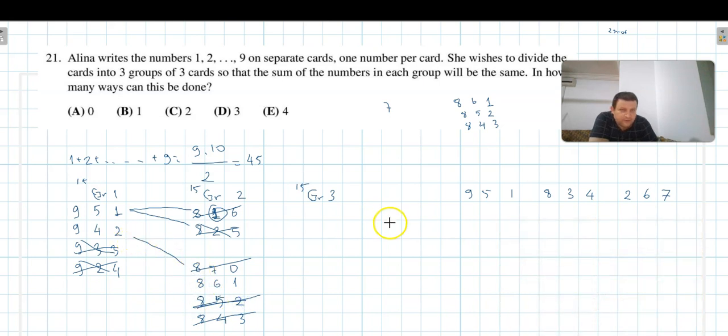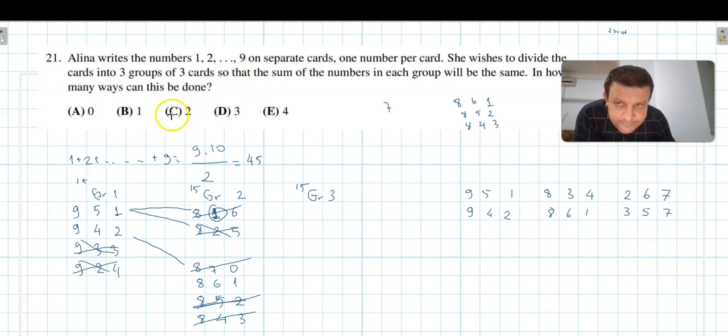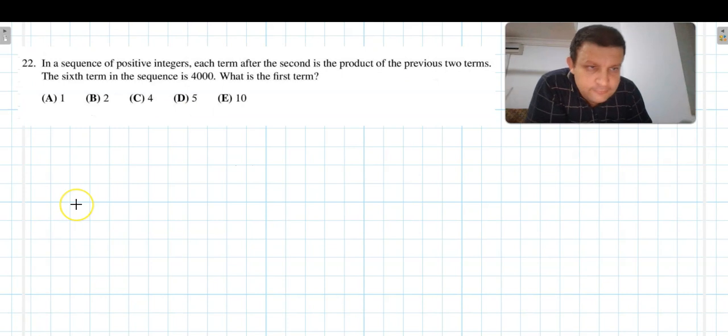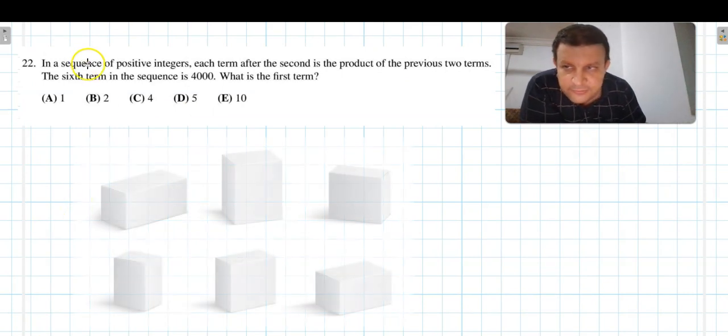So our second possibility: 9, 4, 2, 8, 6, 1. And then the remaining numbers: 1 is here, 2 is here, 3 should be here, 4 is here, 5 is not there, so 5, 6 is here, 7. And then the total is going to be 15 here. So this means there are two ways to do this. Let's continue with the next question, 22.